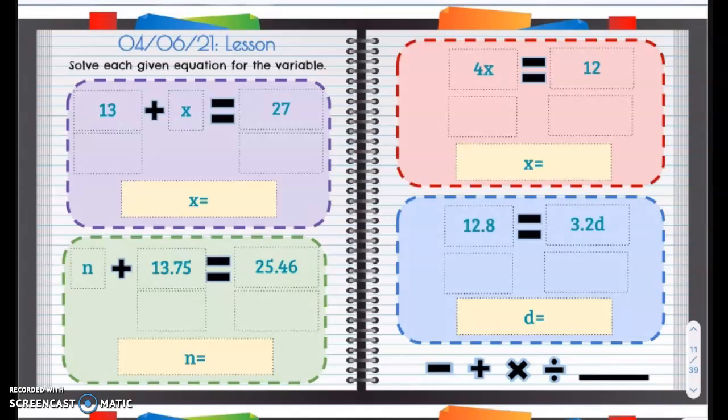All right, so our lesson. I'm going to do both of the lessons on the same recording. So both of these next pages are going to be on the same recording. So solve each given equation for the variable. So we're going to figure out what these variables or these letters equal.